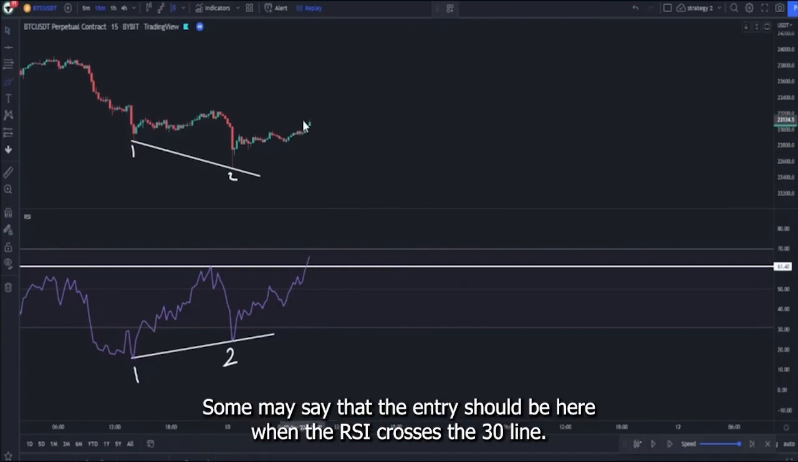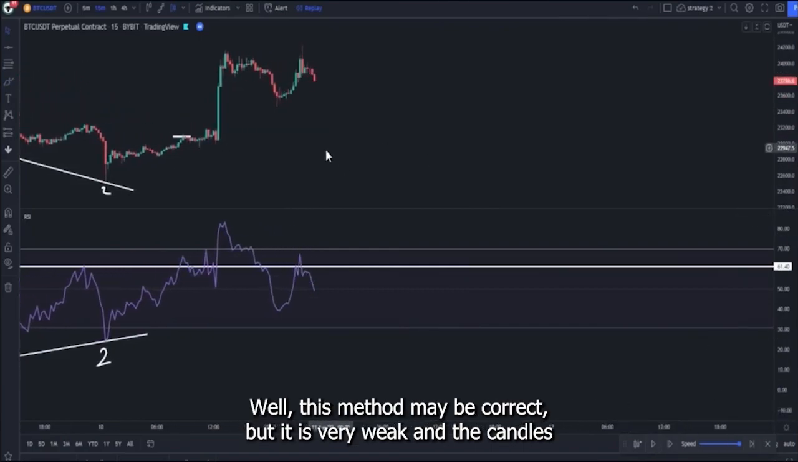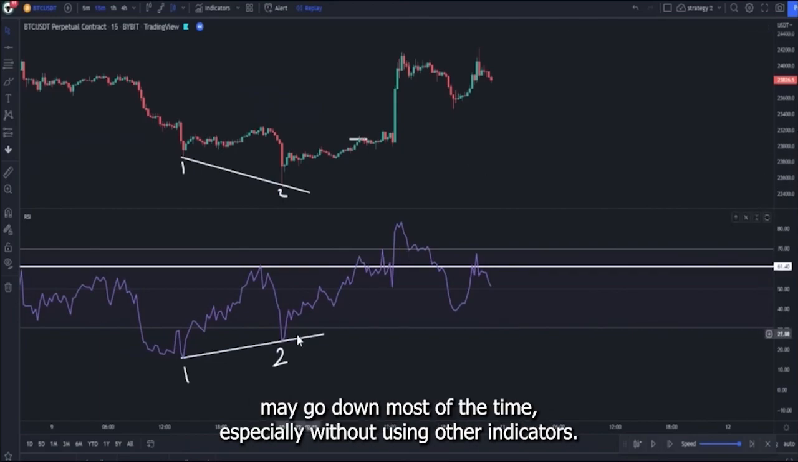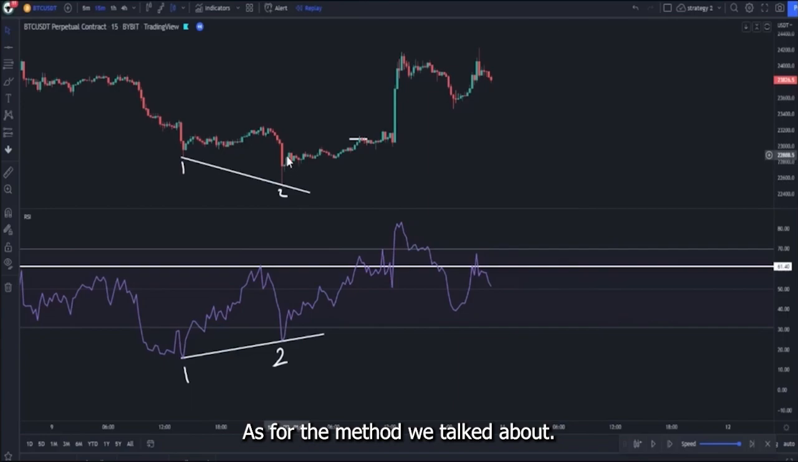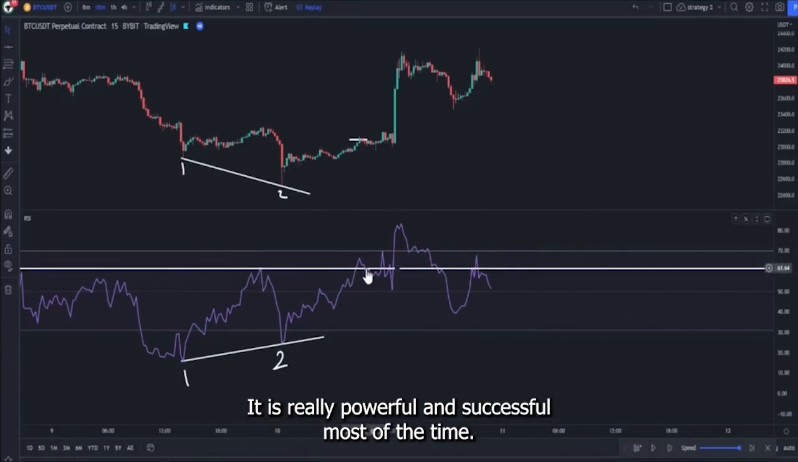Some may say that the entry should be here when the RSI crosses the 30 line. Well, this method may be correct, but it is very weak, and the candles may go down most of the time, especially without using other indicators. As for the method we talked about, it is really powerful and successful most of the time.